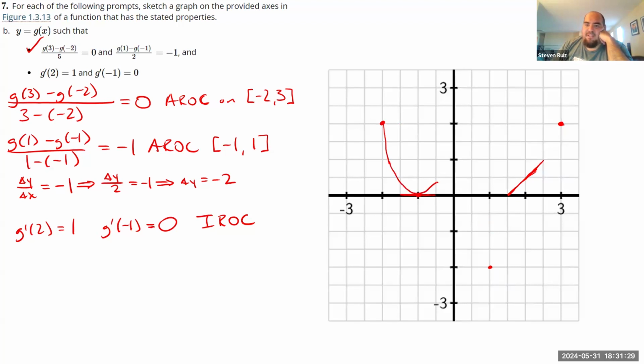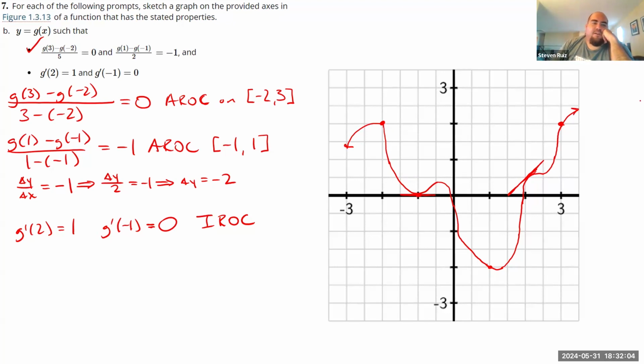Maybe it comes back up, not that it has to. I do want to reach this point here. And as I continue on here, I want to make sure that I have a tangent slope of 1. So I'm going to try to make that happen. And then I want to end at this point here. And really, it doesn't matter what goes on after the endpoints here.